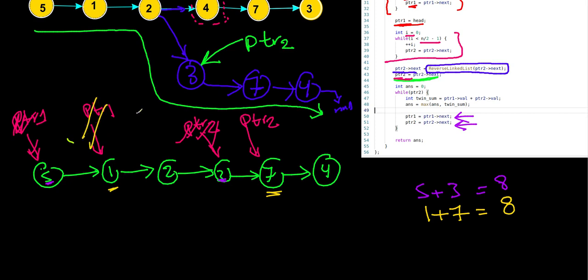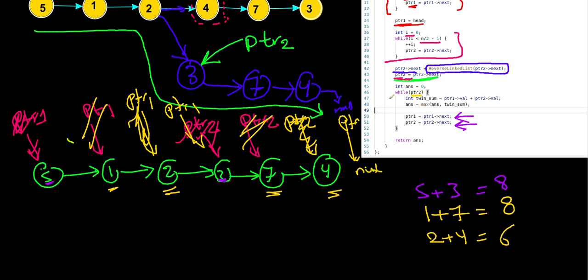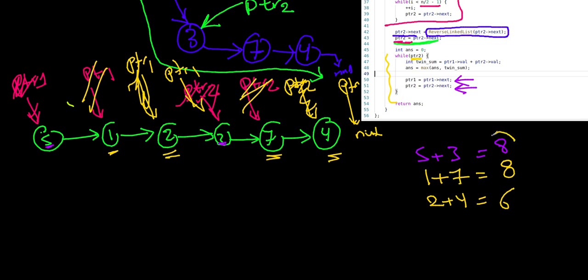Then again we move pointer 1 to the next node, pointer 2 to the next node. The new twin is 2 and 4. 2 plus 4 equals 6. Then we move again pointer 1 to the next node, and pointer 2 to the next node, which is null. Now pointer 2 is null, so this condition breaks, and the maximum among all of these values is 8. So the answer for this linked list is 8.